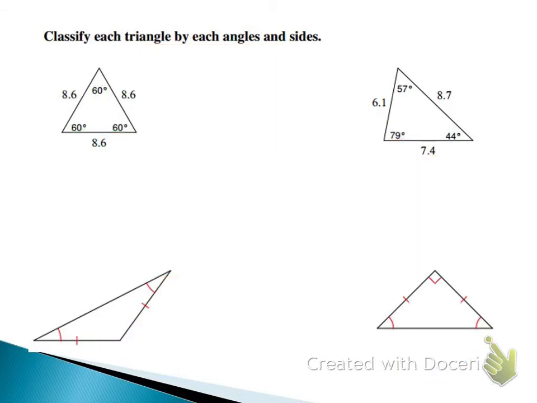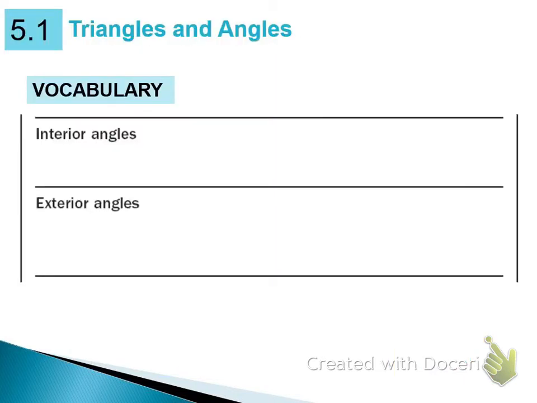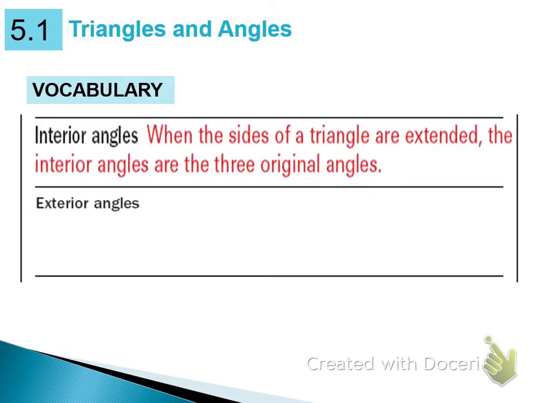Wonderful. We're going to talk about interior and exterior angles in a triangle. You're not going to write down this whole definition just because it's a lot. But here's what I do want you to write down. When the sides of a triangle are extended, the interior angles are the 3 original angles. So the interior are the 3 original angles.